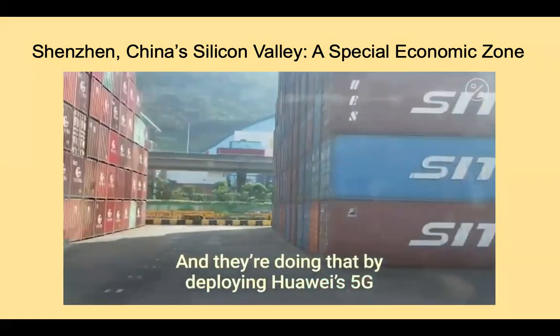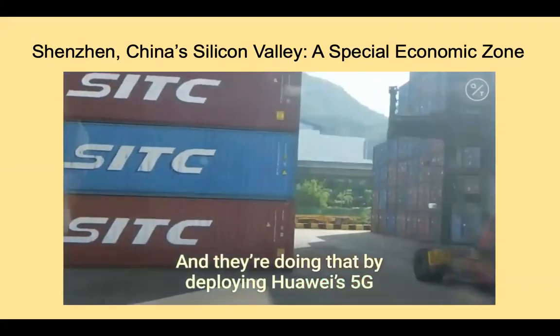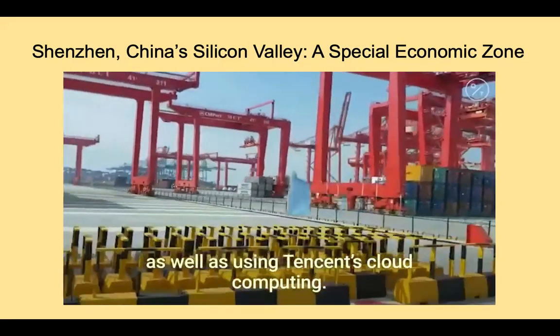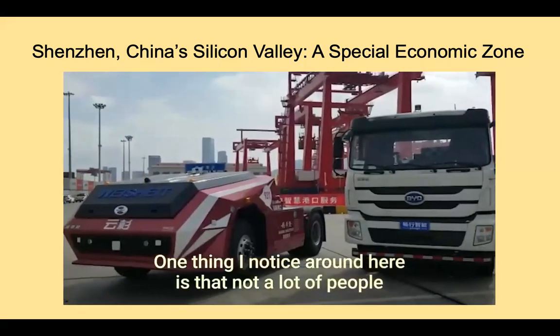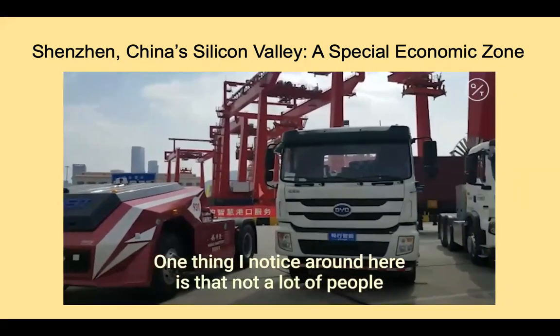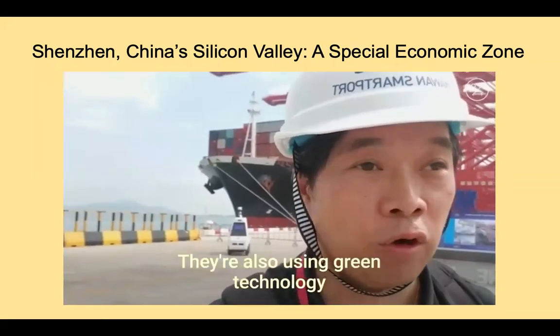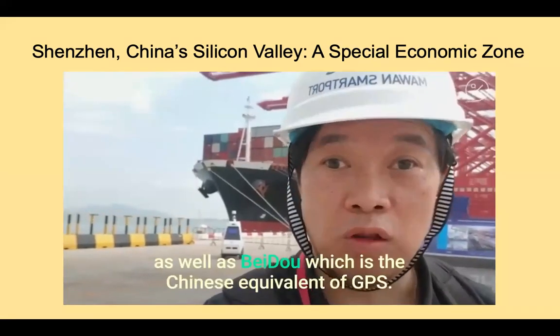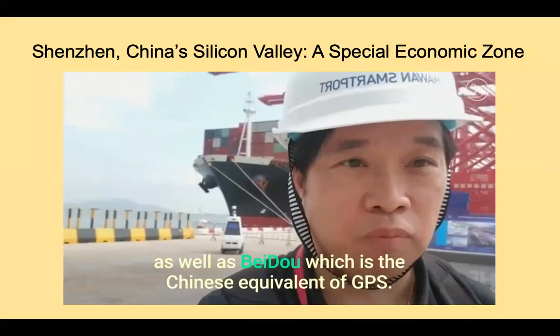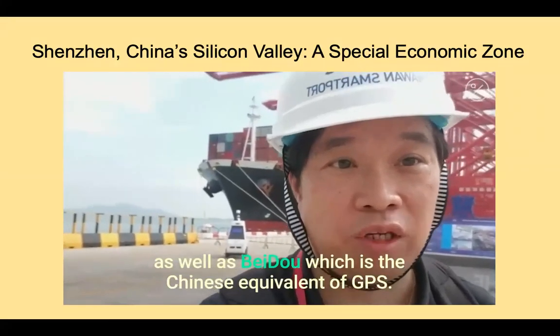And they're doing that by deploying Huawei's 5G, as well as using Tencent's cloud computing. One thing I've noticed around here is that there are not a lot of people, just because everything is automated. They're also using green technology, as well as Beidou, which is the Chinese equivalent of GPS.